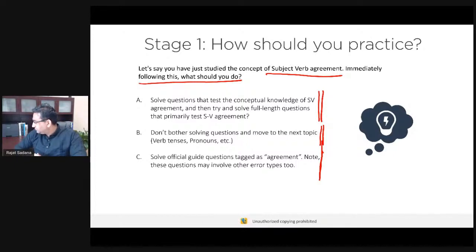Which option? And yes, this is the same for quant and verbal. Which one would you take? A, B, or C?